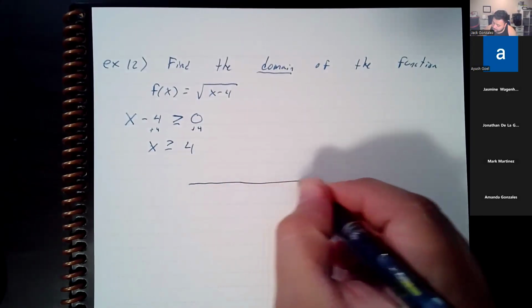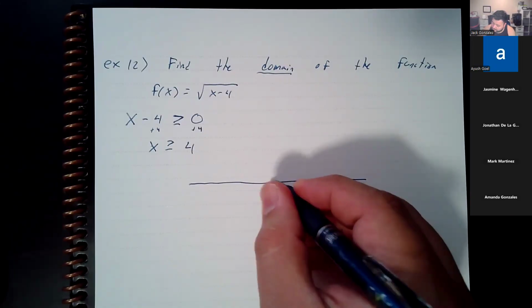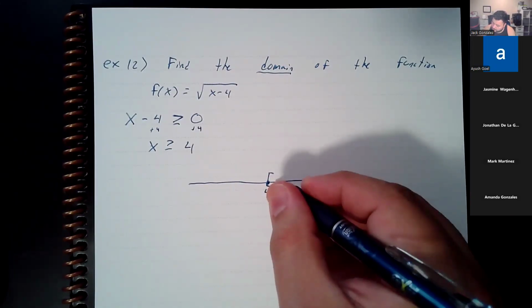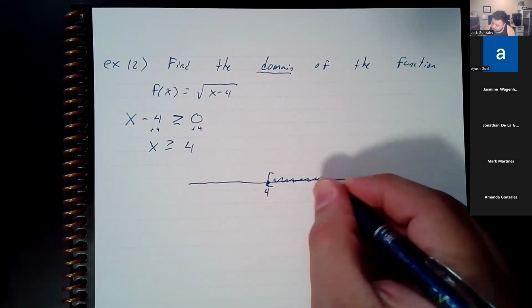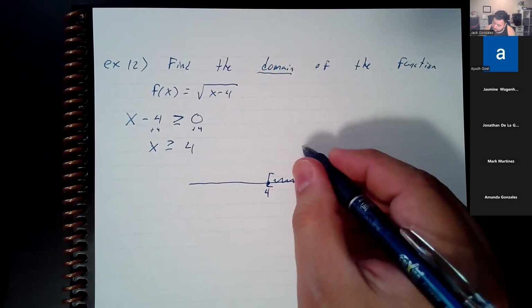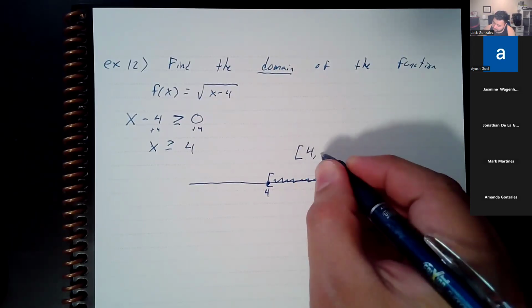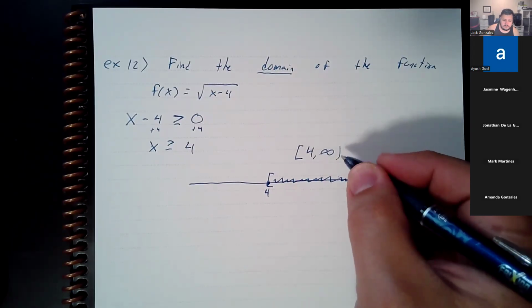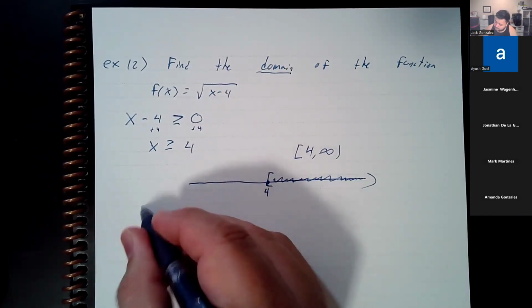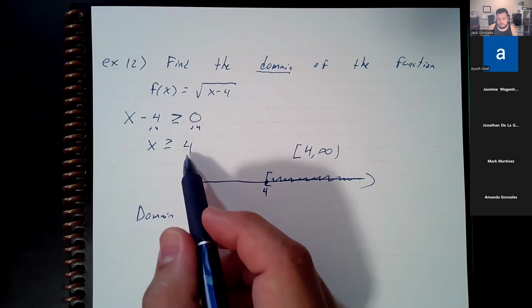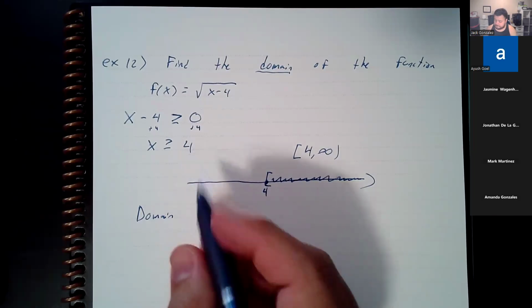So the domain starts at 4, solid dot or bracket, and keeps going forever to the right. So this is bracket 4, infinity, parentheses. Always have parentheses on infinity. So the domain is everything above or equal to 4.